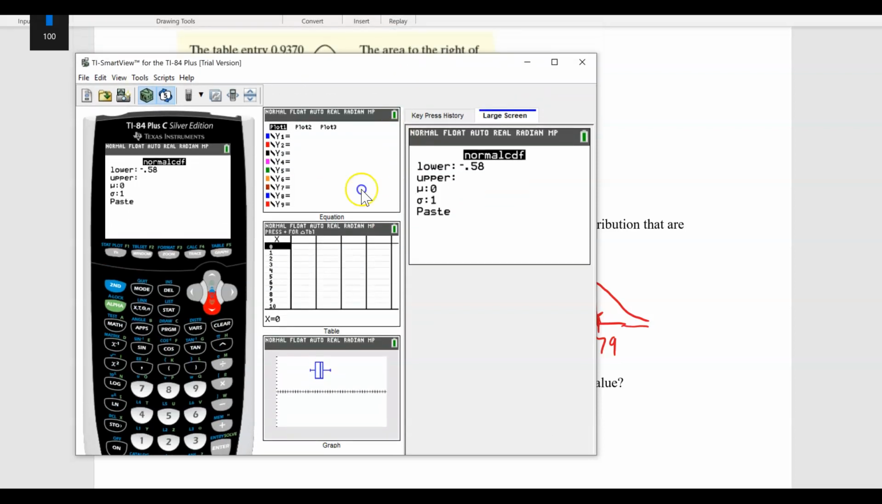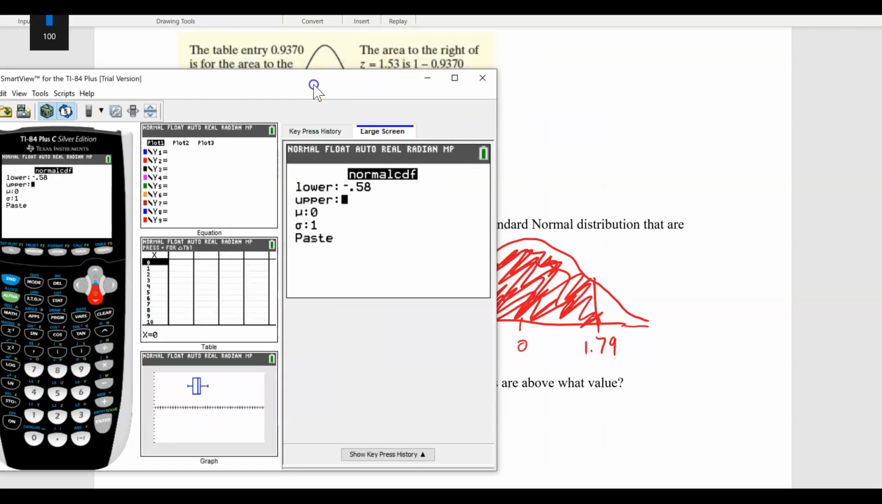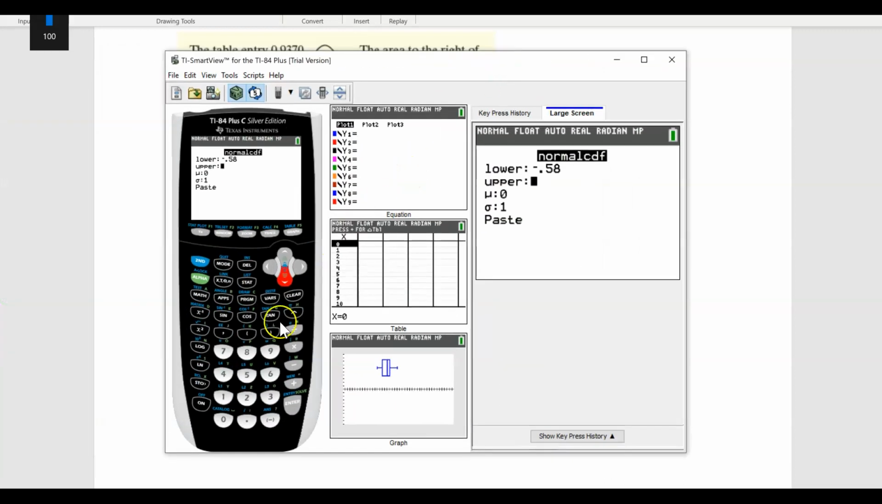Trying to grab this and slide down. 1.79. So if you draw it on the graph, you'll be able to see what your lower and upper limits are. And this is a z distribution, so the mean and standard deviation, of course, are 0 and 1. It's a standard normal distribution. So you might have a screen that just looks like this.